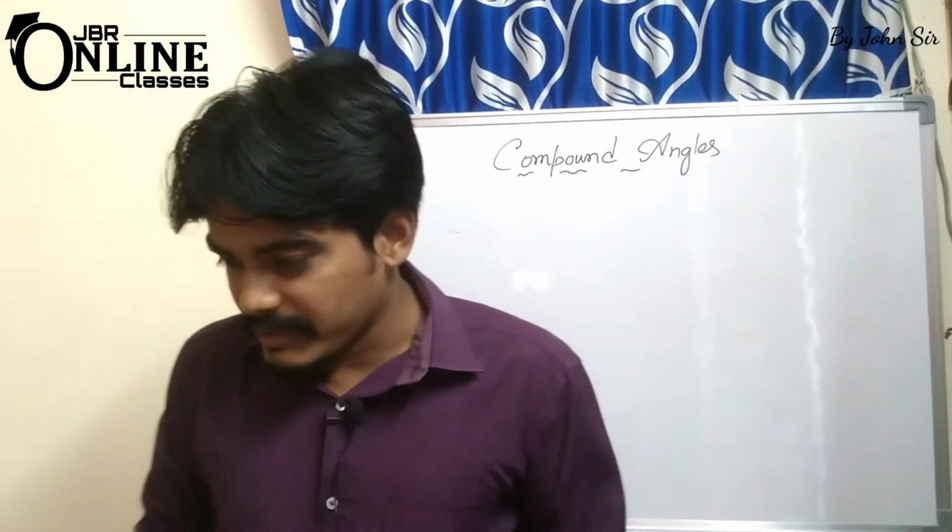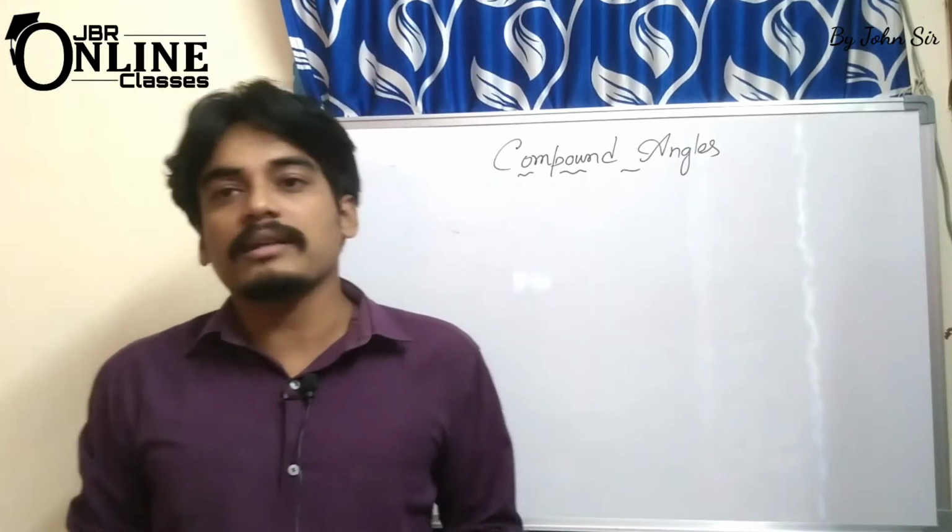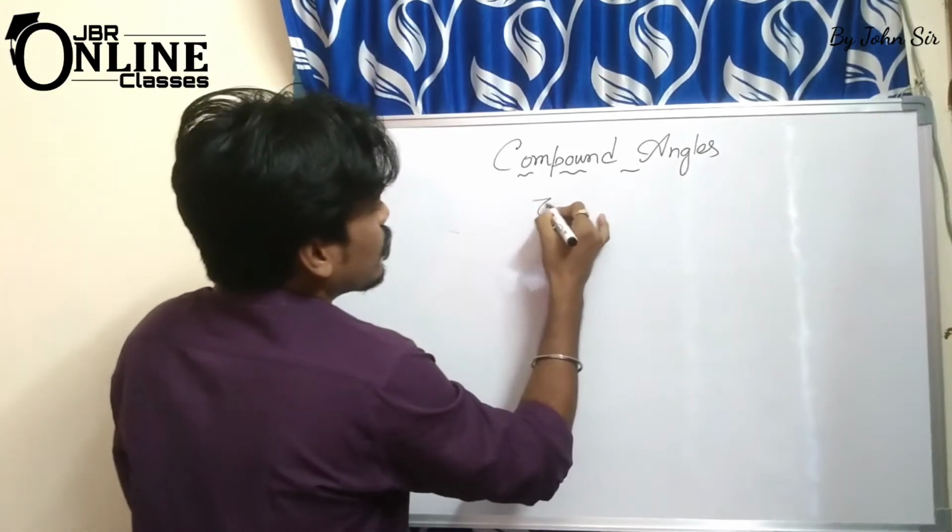What is compound angles? Compound angles, the algebraic sum of two or more angles is called compound angles. In Bengali, it is called যৌগিক কোণ.